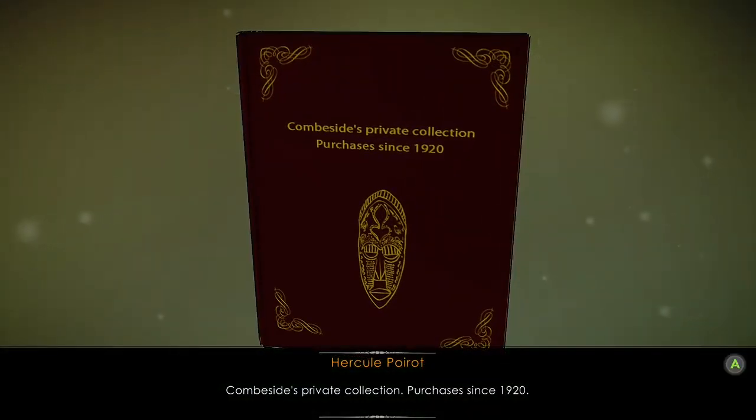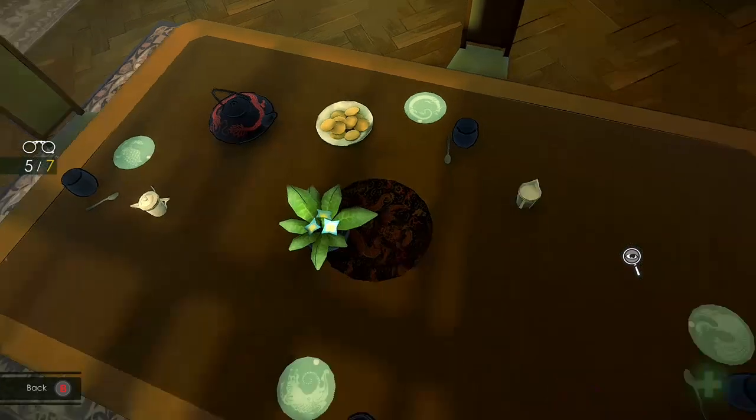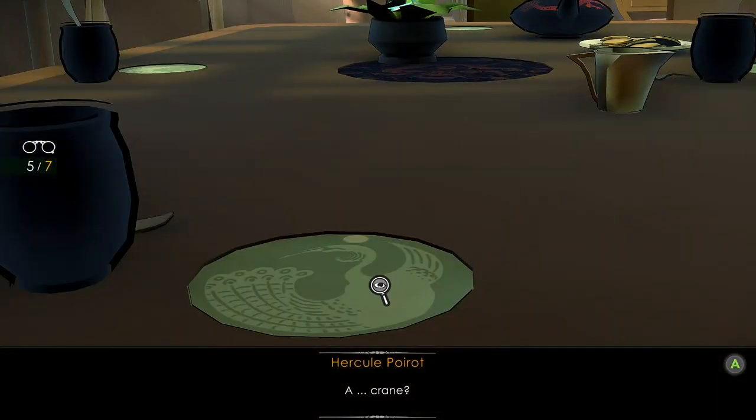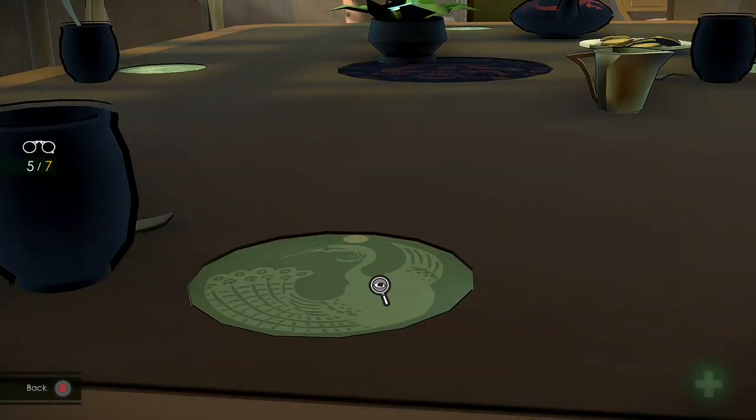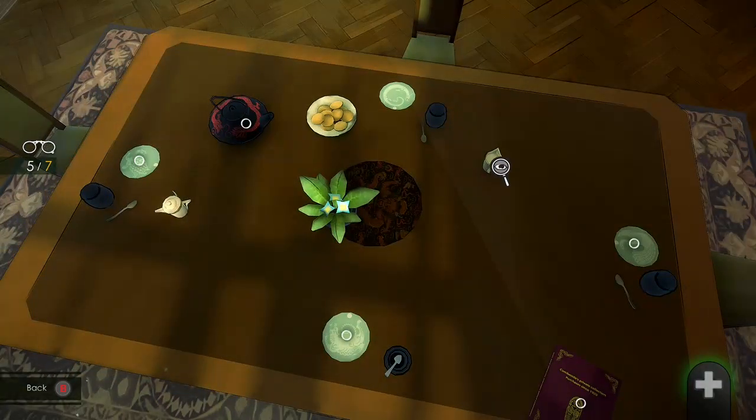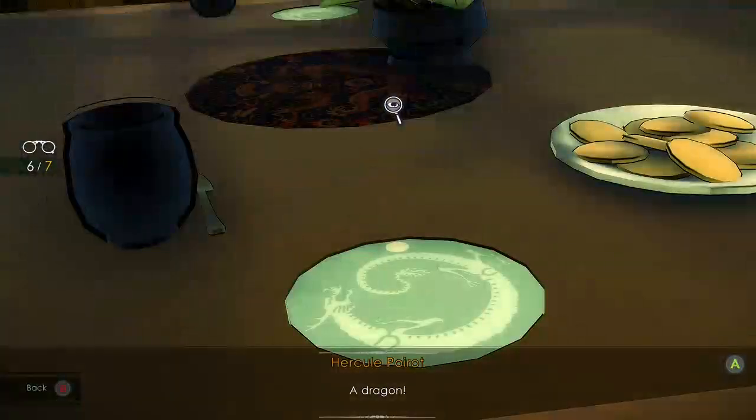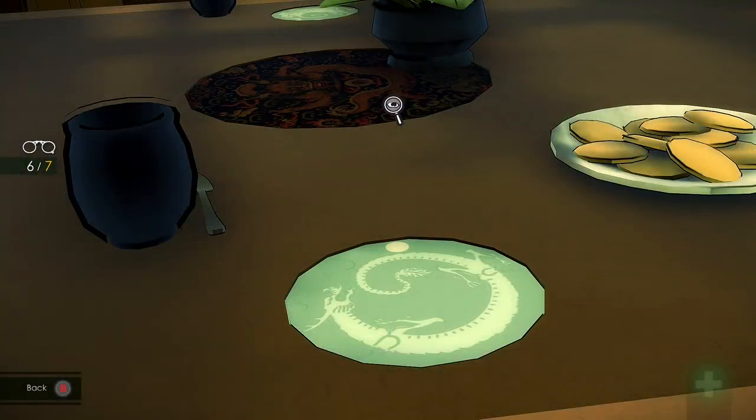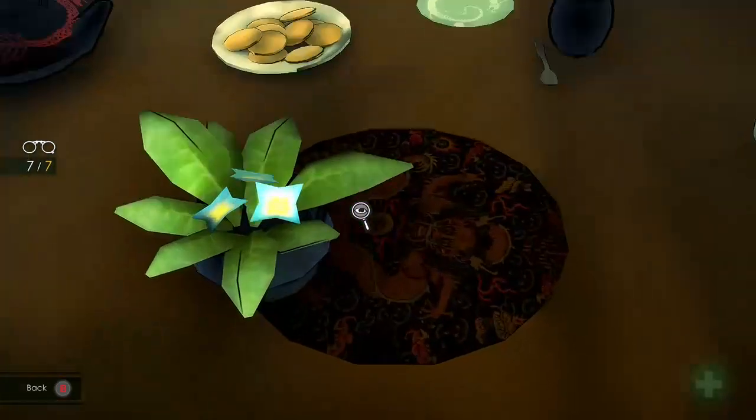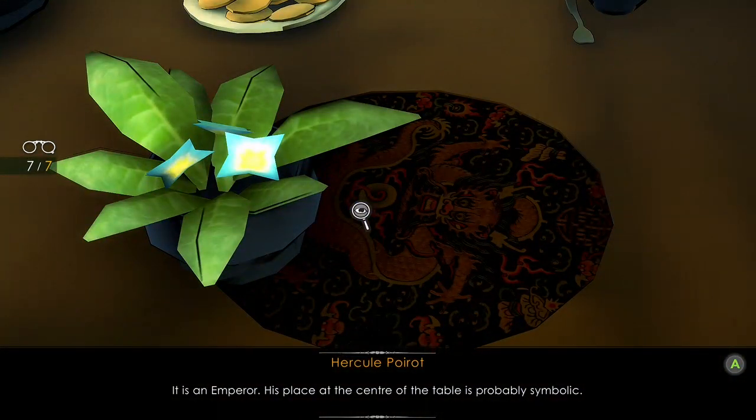Comside's private collection, purchases since 1920. The catalogue for Sir Carmichael Clark's collection. Okay, so the brother might be after the fortune, but I don't think he killed him for it. A dragon. It is an emperor. His place at the center of the table is probably symbolic.